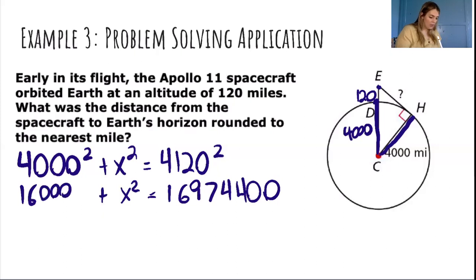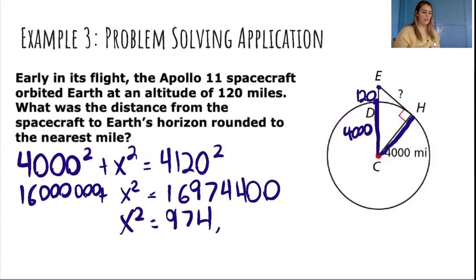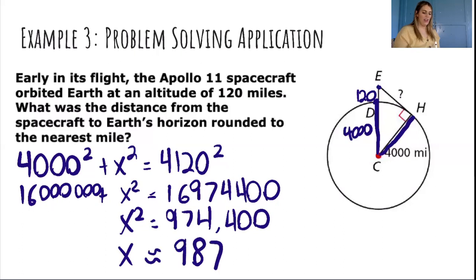I'm going to subtract. I get x squared is equal to 974,400. I'm going to take the square root of that. And it's to the nearest mile. So I get that x is approximately 987.1 miles.